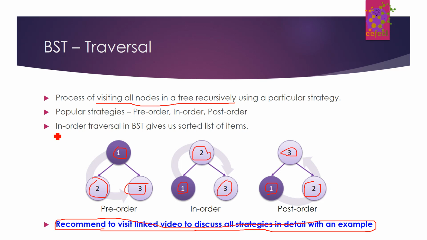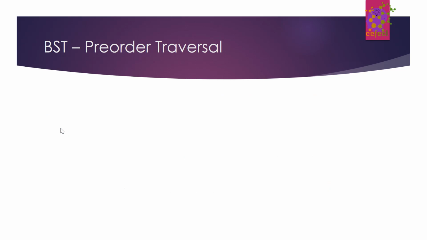An important point to note is that in-order traversal in a binary search tree gives us the sorted list of items. Sorted means ascending order. So let's see each of these strategies in detail.